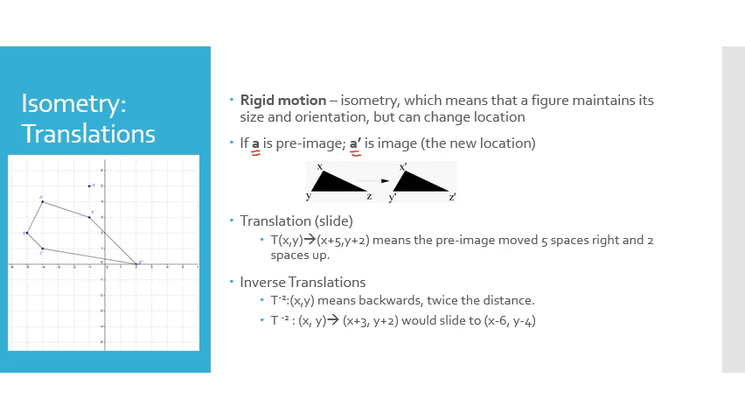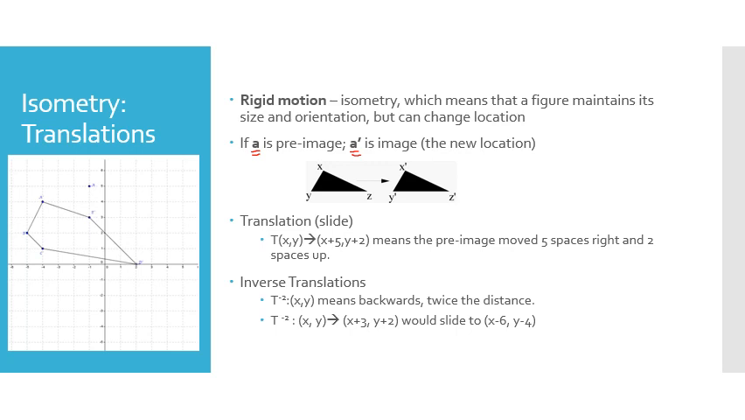So for instance, we have a triangle here, XYZ, and it could be translated to triangle X prime, Y prime, Z prime. All of the vertices, the whole shape, the whole triangle will be slid in the same direction, the same distance, so that the shape and orientation are identical afterwards in the image.